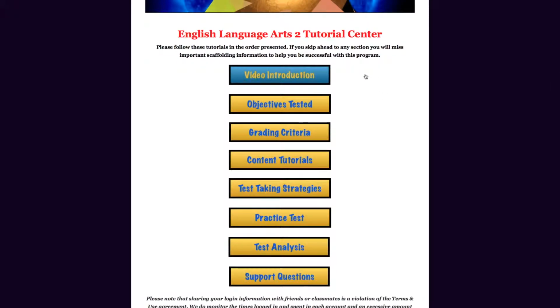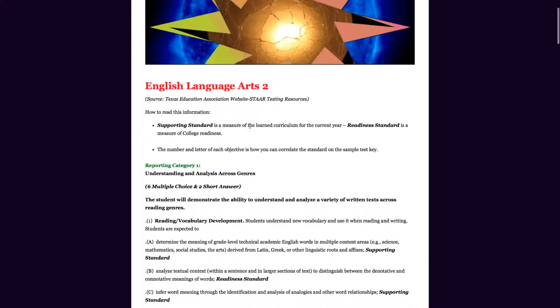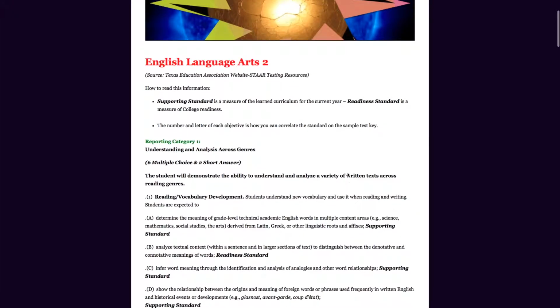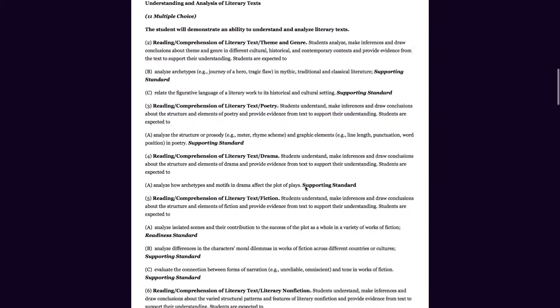The tutorial center, this is the landing page that you will come to once you have put in your login information that you are assigned once you actually purchase the program. As you can see, we do have a video introduction that goes through the program and tells you what you need to do. We show the objectives that are tested on this exam. This is sourced from the Texas Education Agency. And also for each category, it tells you how many questions or short answers will be associated with that category.